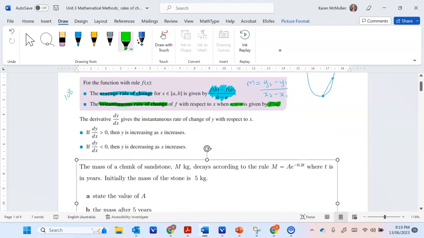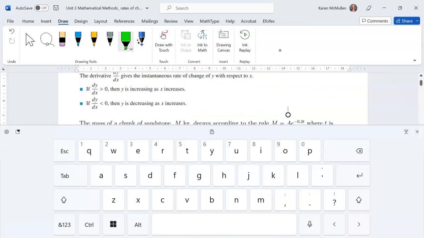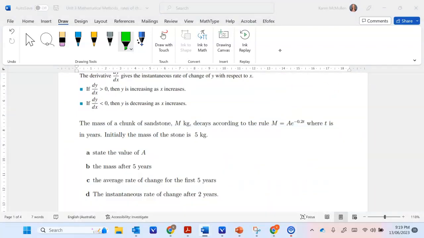We can get our instantaneous rate of change just by finding the derivative and then substituting in a value of x. If your derivative is greater than 0, then y is increasing as x increases, so it's a positive gradient. And if your gradient or your derivative is less than 0, then y is decreasing as x increases. So it's a decreasing function.